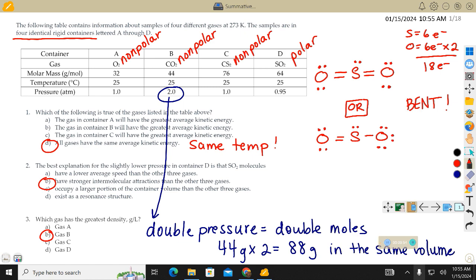Number 2, the best explanation for the slightly lower pressure in container D is that the SO2 molecules end up being polar. So ignoring container B, A, C, and D all have approximately 1 atmosphere of pressure, but D is a little bit less than I would expect. A and C are both nonpolar, as well as gas B, which we'll talk about in a second, versus gas D, which is polar.